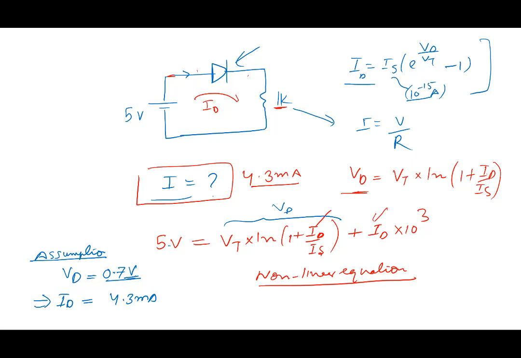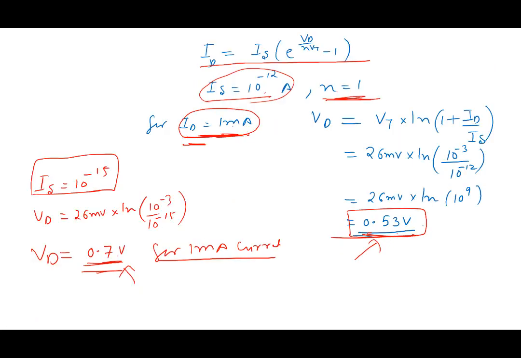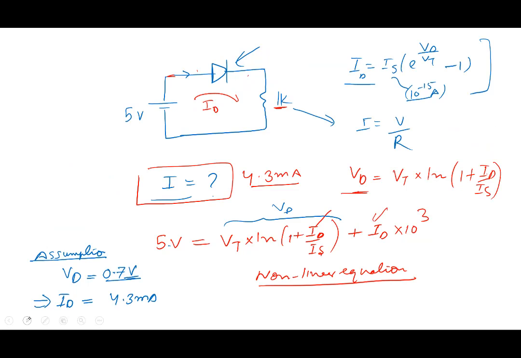So what do we do next? How do we solve such problems? We assumed VD equal to 0.7. Well, assume anything. Assume VD equal to 0.2, 0.3, 0.4. How do I know that it's supposed to be that? Just now we saw that VD could be 0.53. Depending on the nature of the diode, VD could be something else also. So how do we know that this is correct? This is not the end of the problem, right? You assumed something and you got something. But what if your assumption is wrong?